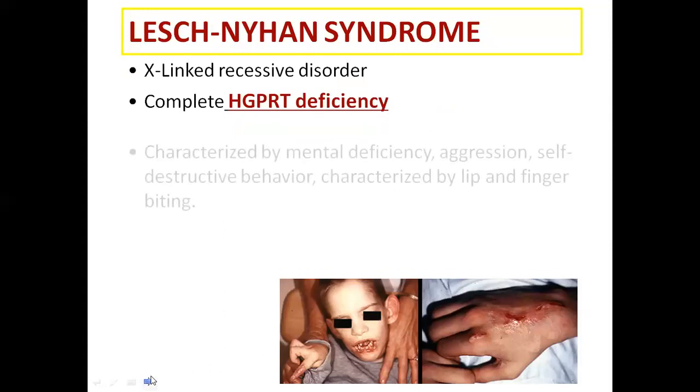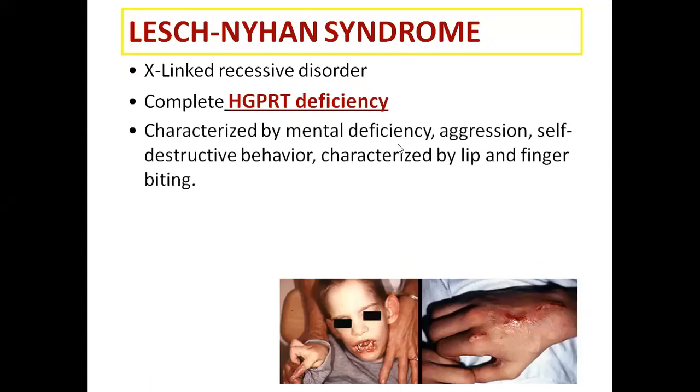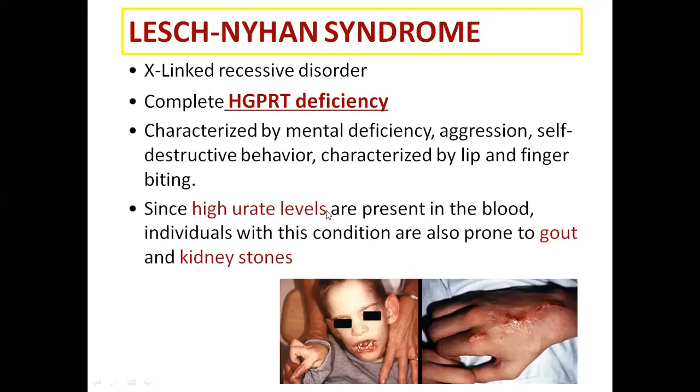It is characterized by mental deficiency, aggression, and self-destructive behavior characterized by lip and finger biting. As you can see, his lips and fingers are badly affected because of his biting nature or self-mutilation. And he will also have high urate levels in the blood. Why will he have high levels of urates in the blood? Uric acid क्यों बढ़ा हुआ होगा इसमें?